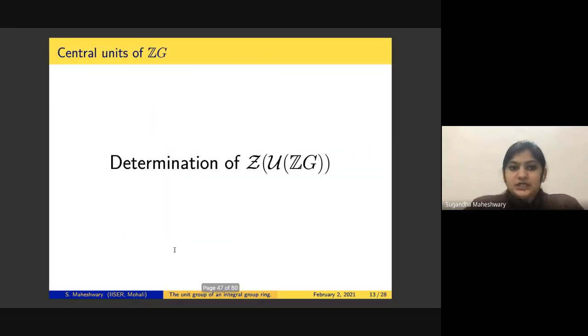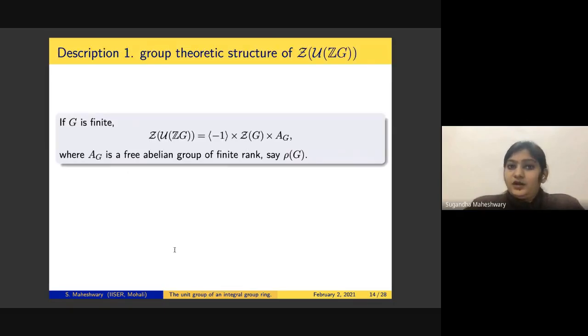So I'd like to proceed to the center of this unit group now. Okay, central units of ZG. All right, so the first description here is again in terms of the group theoretic structure. All central torsion units belong to the center of G. If you remember, I mentioned abelian groups also earlier, that all the torsion units are group elements, right? So this is true for the central units as well.